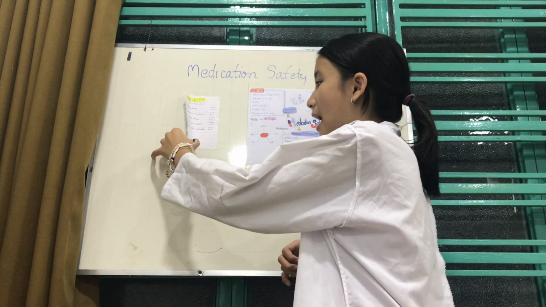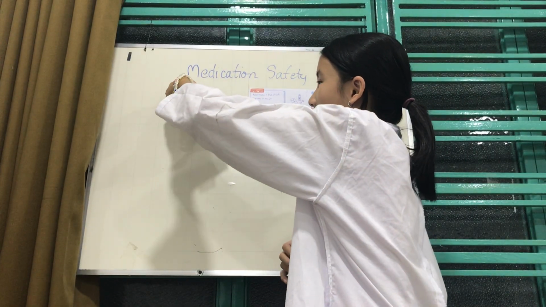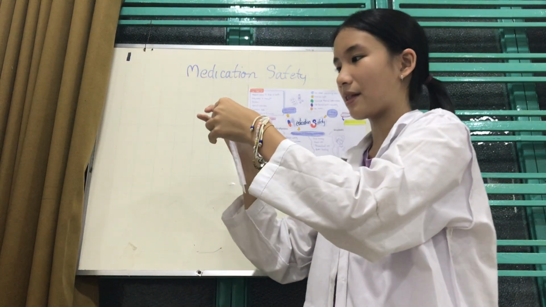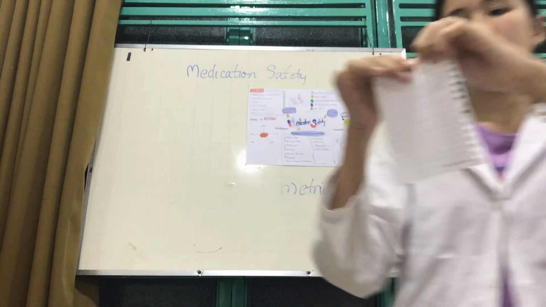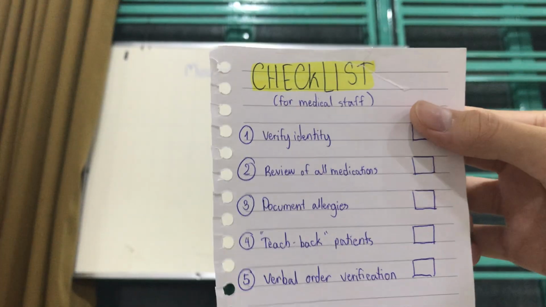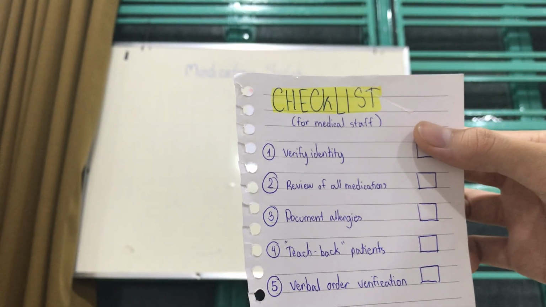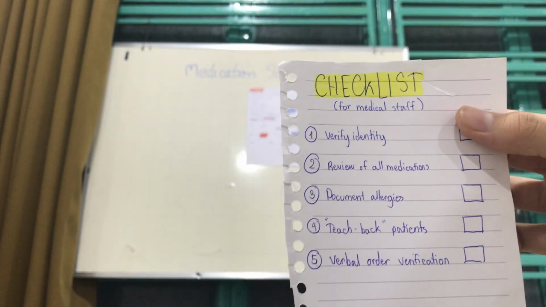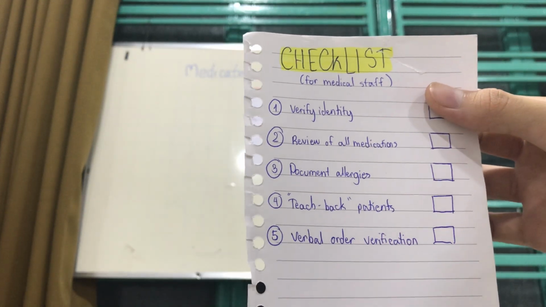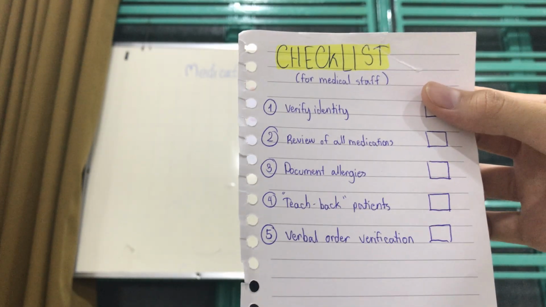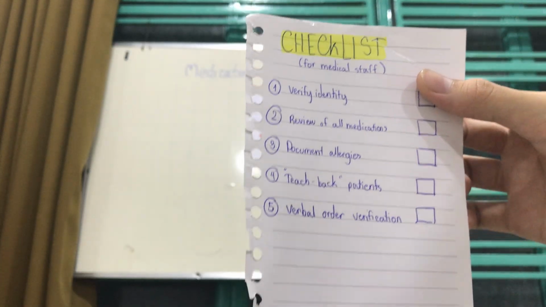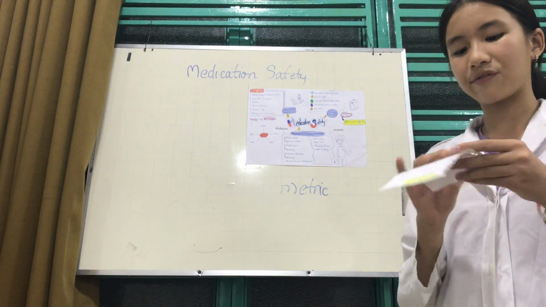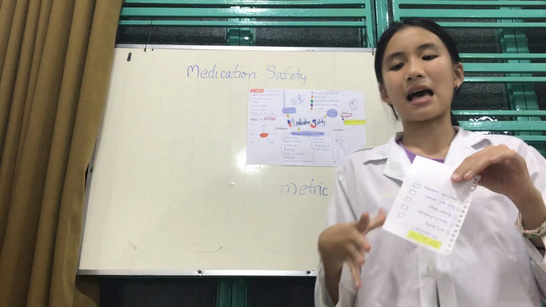And I think that physicians should make a checklist for the medical staff. So, for example, we need to verify the identity of the patient, review all of their current medications and the medications that we have given them, document allergies if they have any, and then teach back to the patients, give a review of what we have said, and then verbal order verification. So that is a checklist that I think the medical staff should follow.